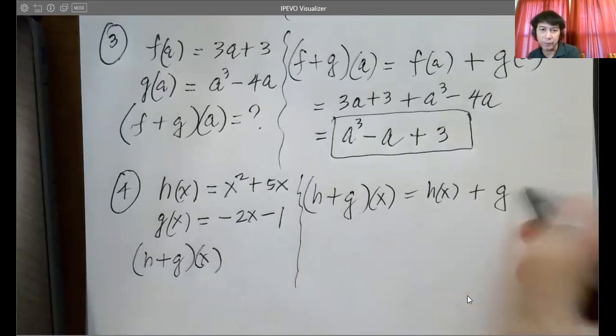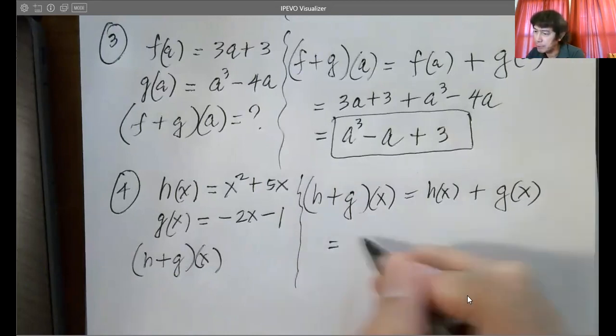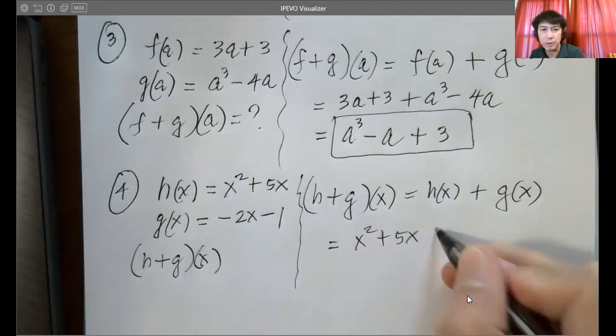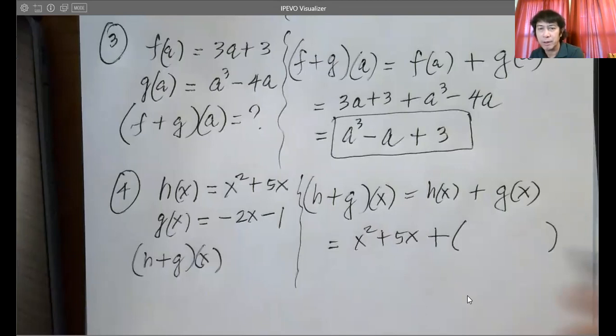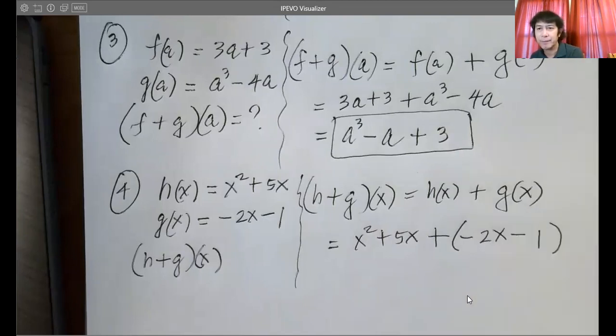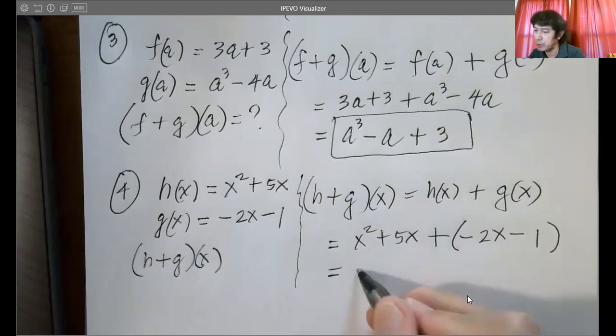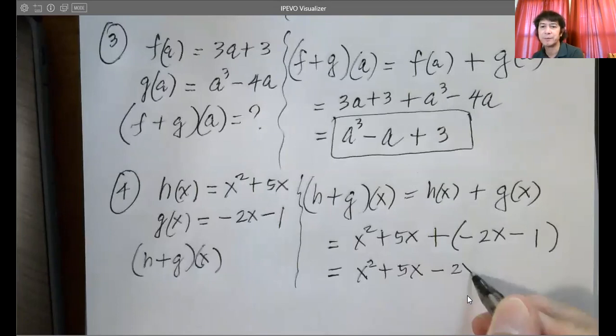There. Direct substitution, h of x is equal to x squared plus 5x plus g of x, you can put it first in a grouping symbol. You have to write it there, negative 2x minus 1. And so it's preceded by a plus sign. So when removing the parentheses, if it's preceded by a plus sign, there will be no change in the signs. So this will be the next line, x squared plus 5x minus 2x minus 1.